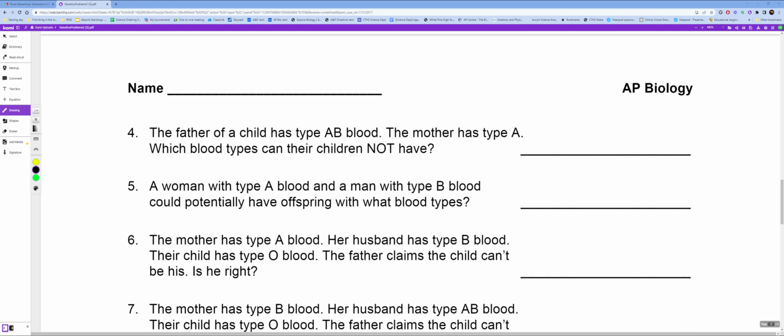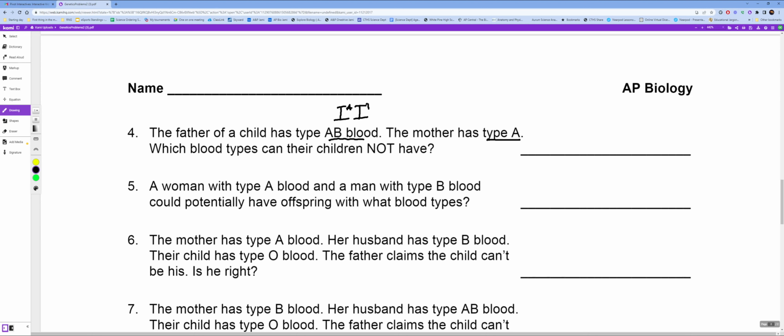The father of a child has type AB blood. Okay, so kid's father has AB blood. The mother has type A. Which blood type can their children not have? So let's go ahead and give a genotype to each of these real small up here.